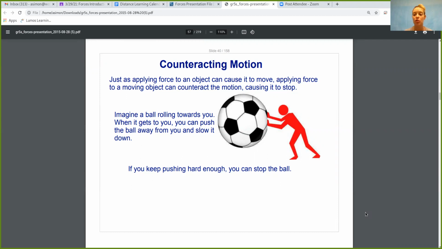So when someone's passing you a soccer ball, they're applying a force to kick the soccer ball, and then the soccer ball is going forward. But you on the other side, you can cause the ball to slow down by stopping it or by counteracting the motion. If you kick it the other direction, it's going to go the other way. If you're pushing hard enough, you can actually stop the ball, and that's what we call counteracting motion. So go ahead and put this down, please. Just as applying a force to an object can cause it to move, applying the force to a moving object can counteract the motion, causing it to stop.